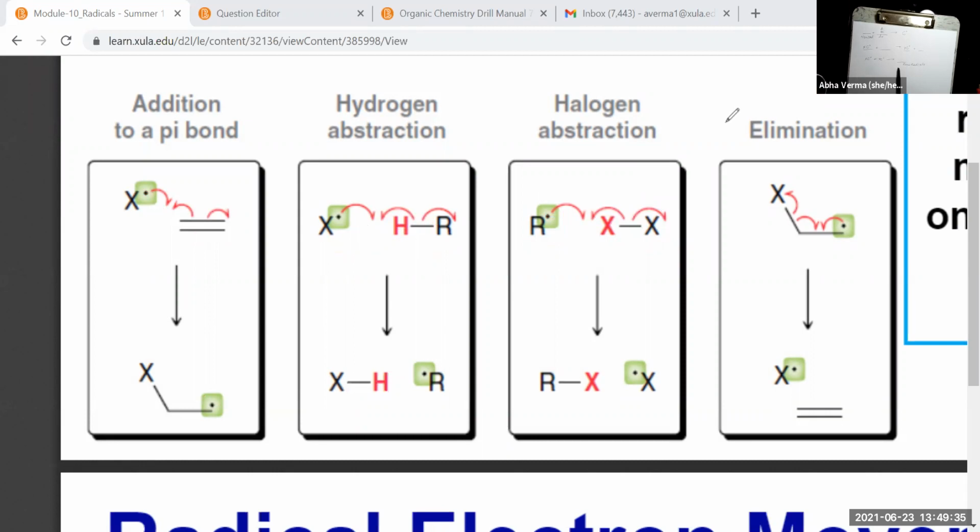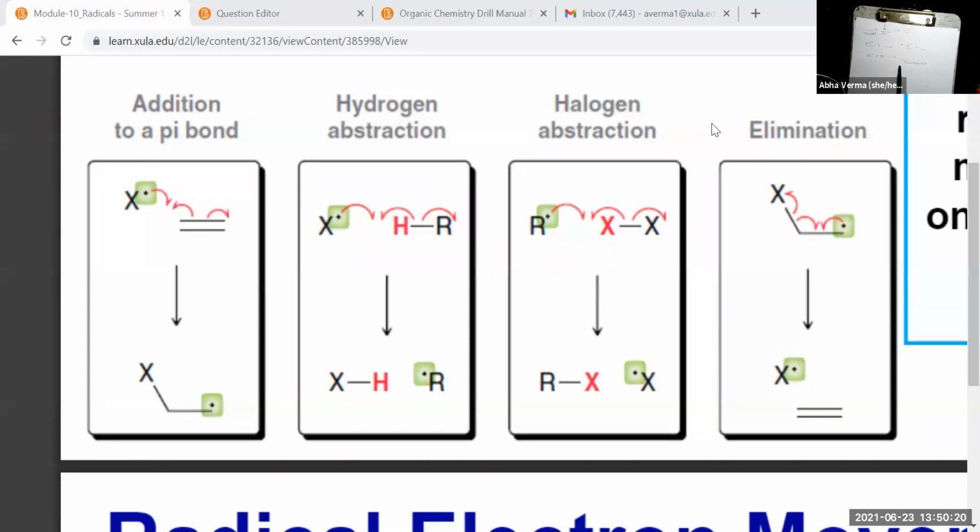The last is elimination, and this is literally the opposite of addition to a pi bond. When your groups were going here, now you just do this. So that's one of the arrows that you see here. When your group was doing this, now you do this. So elimination is exactly the opposite of addition to a pi bond. They are exact opposite arrows. What will you get? The starting materials of addition to a pi bond are the products of the elimination. They are exactly the same.